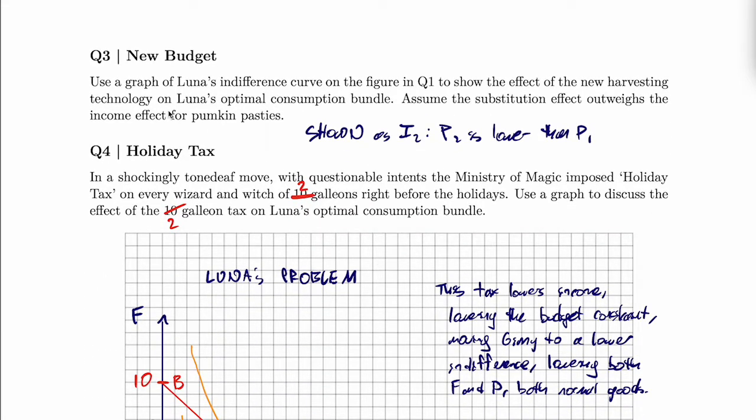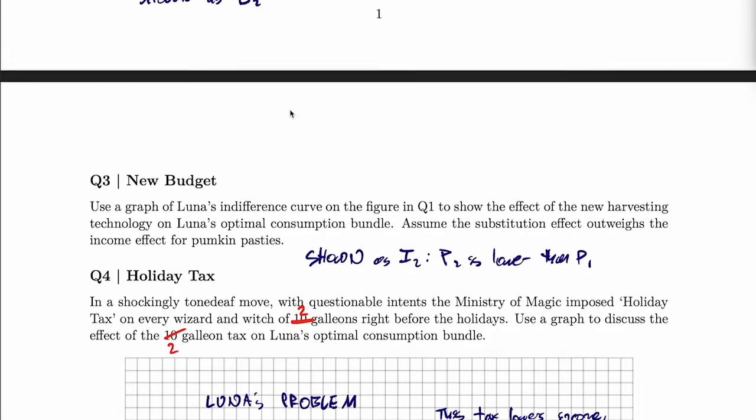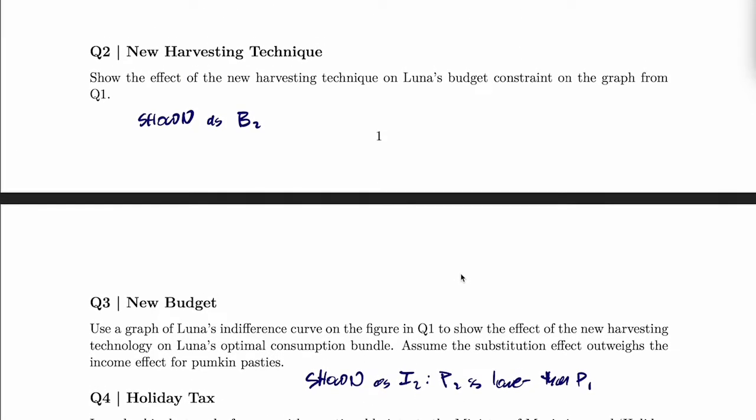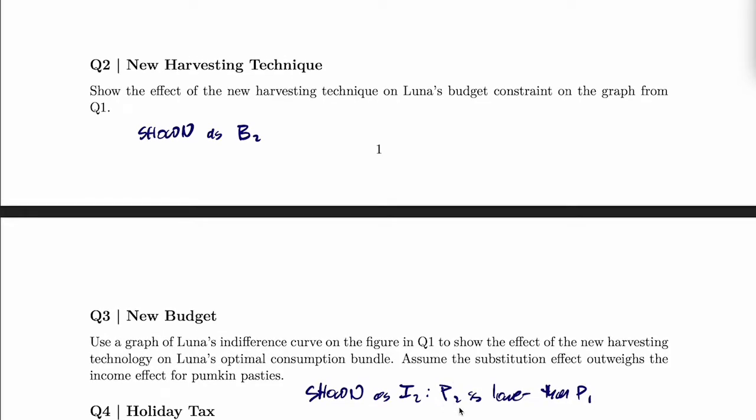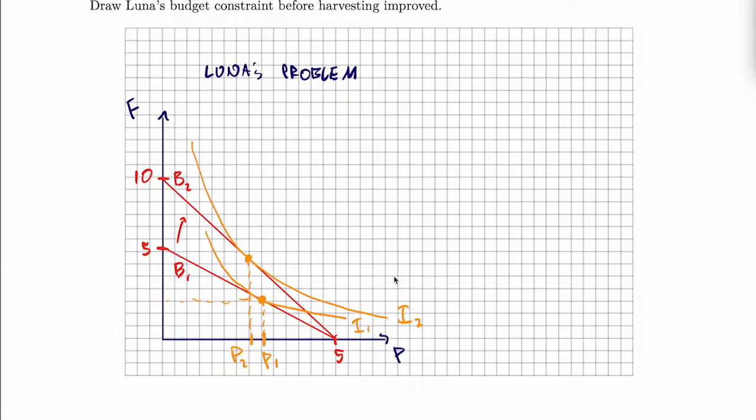So we're asked in question 3 to use a graph of Luna's indifference curve to show the effect of the new harvesting technology on Luna's optimal consumption bundle. And we're told to assume that the substitution effects outweigh the income effects for pumpkin pasties. All right, so we're going to show the new indifference curve as I2, and we're going to show that the second quantity of pumpkin pasties, P2, is lower than P1.